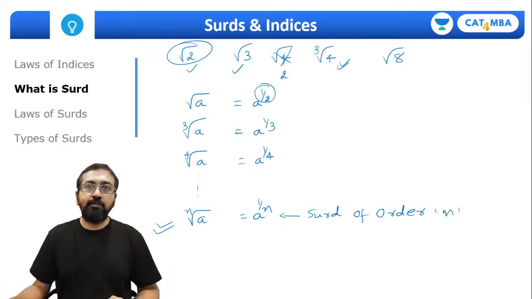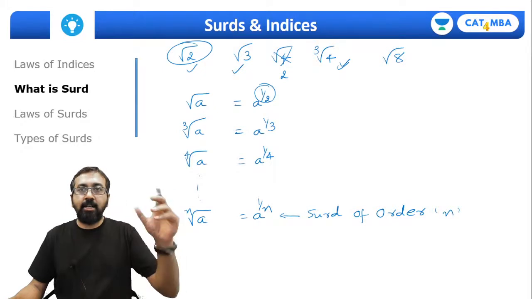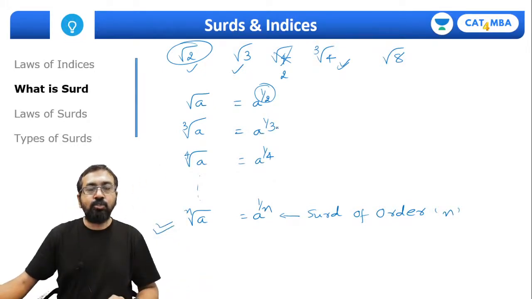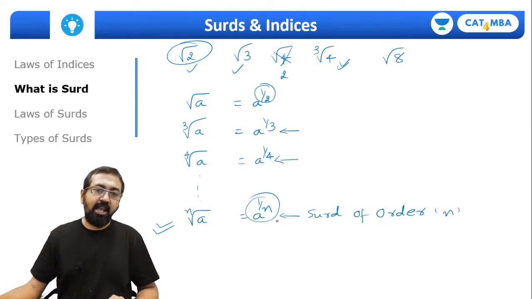So what is the order of the surd? It depends on the denominator of the power. For example, if I say a raised to 1 by 3, this is a surd of order 3, this is a surd of order 4, this is a surd of order n.